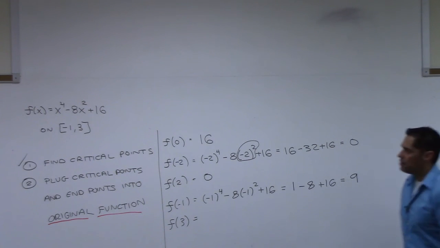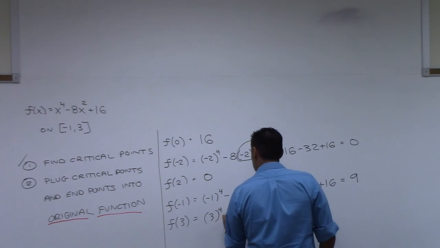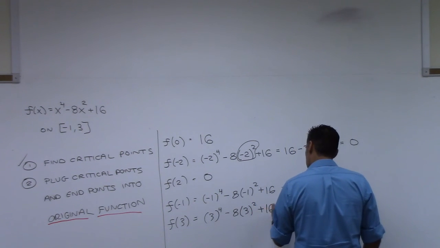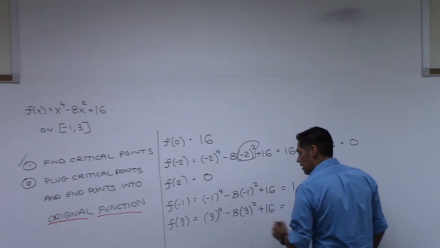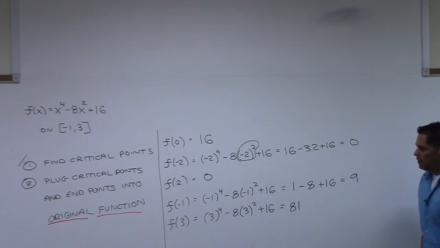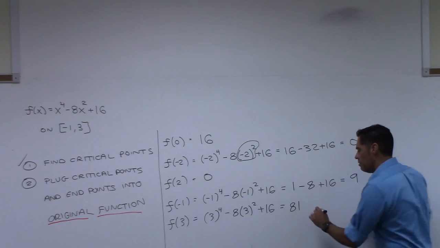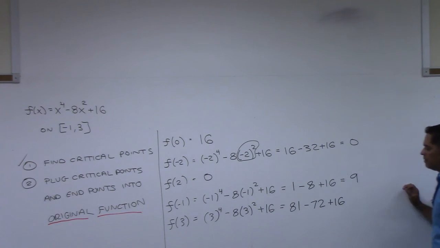And then finally 3. 3 to the 4th power minus 8 times 3 squared plus 16. 3 times 3 times 3 times 3 is 81. And then you have to do 3 squared first, so 9 times 8, 72. It's minus 72, and then plus 16. So 9 plus 16 is 25.